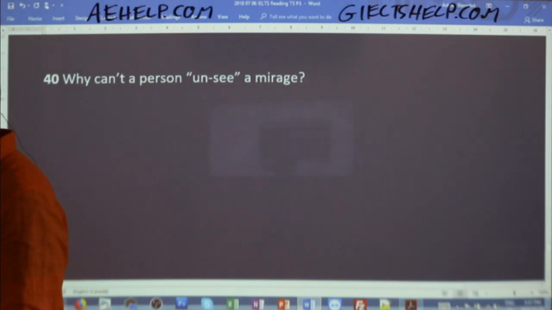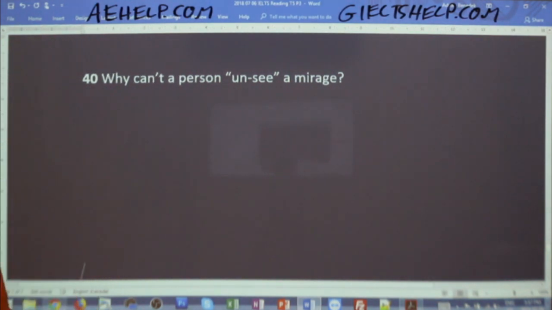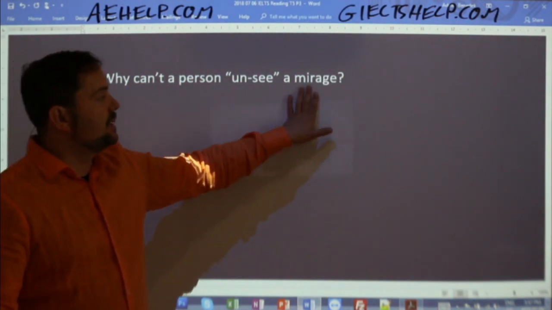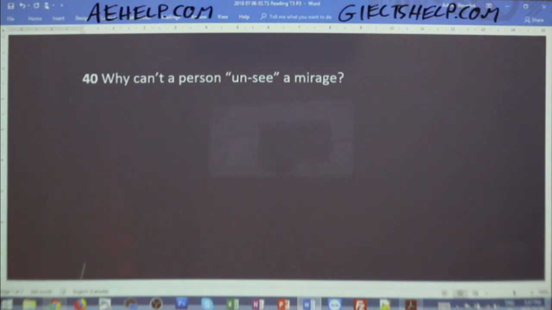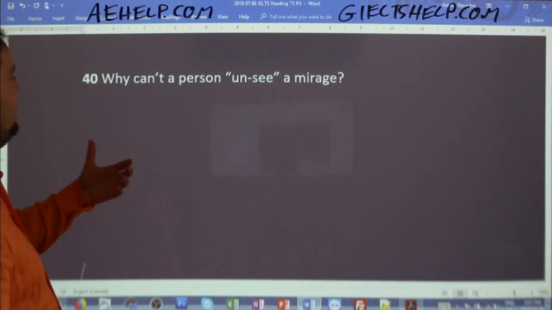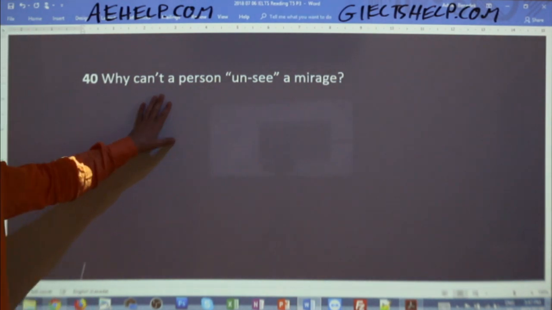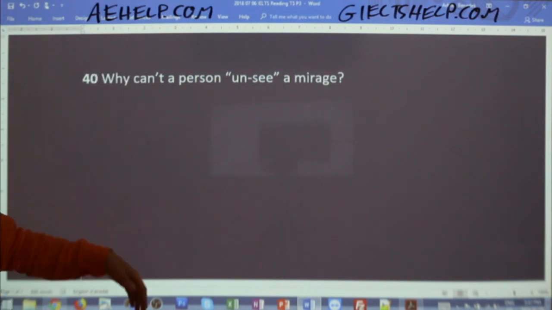Okay, so here we go. Number 40. Why can't a person unsee a mirage? Why can a person not unsee a mirage? So why is it that once we see a mirage, it's there forever, it's there for good? Okay?